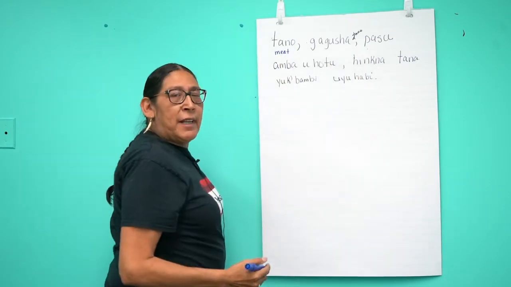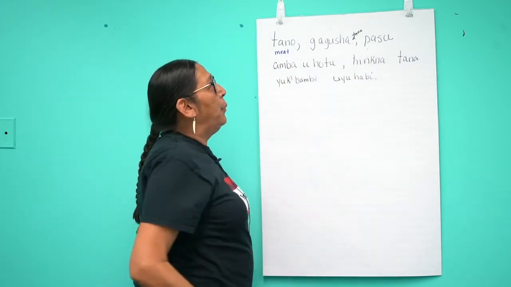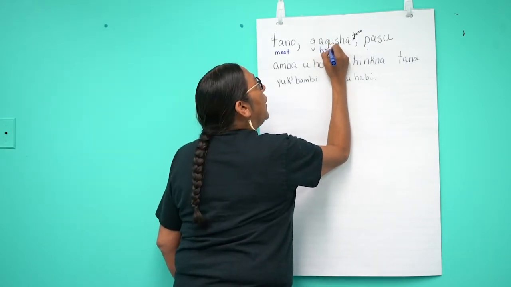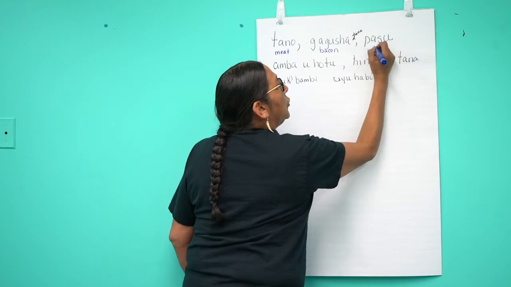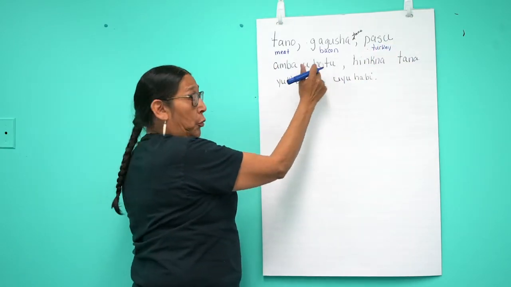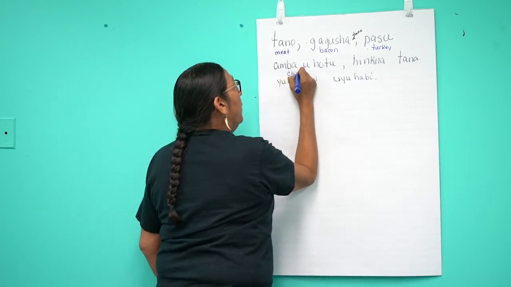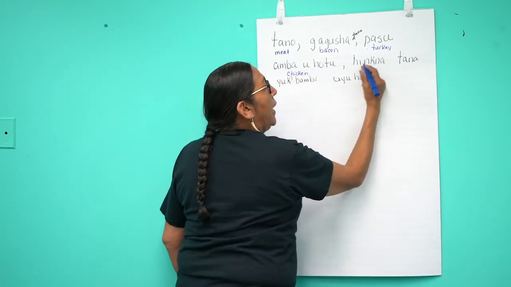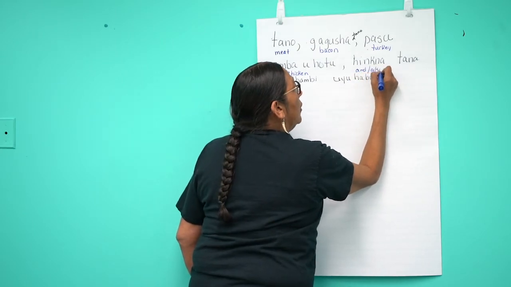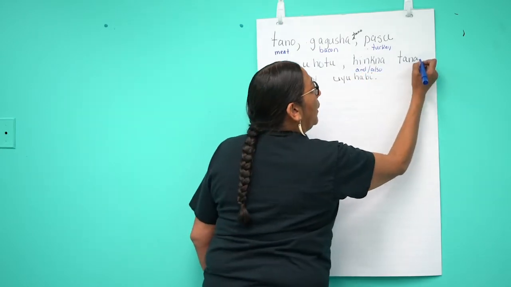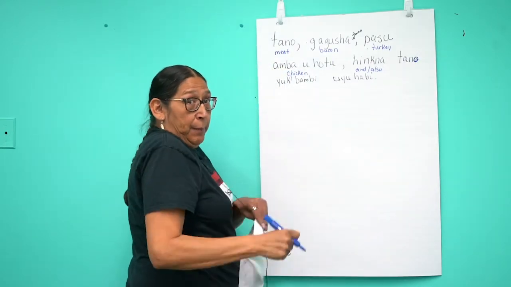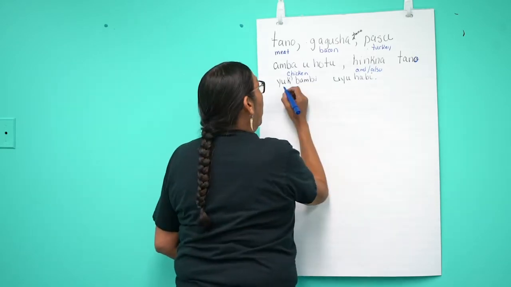And see, if you just say gagusha, I just think you're saying pig. So that's why I wrote gagusha tano. It's supposed to translate into bacon, pasu, turkey, amba hotun, chicken, and hinkna, and also tano yukbambi. Oh, sorry, that's an O. You all remember tano yukbambi. It's meat mixed together. So that would be hamburger.